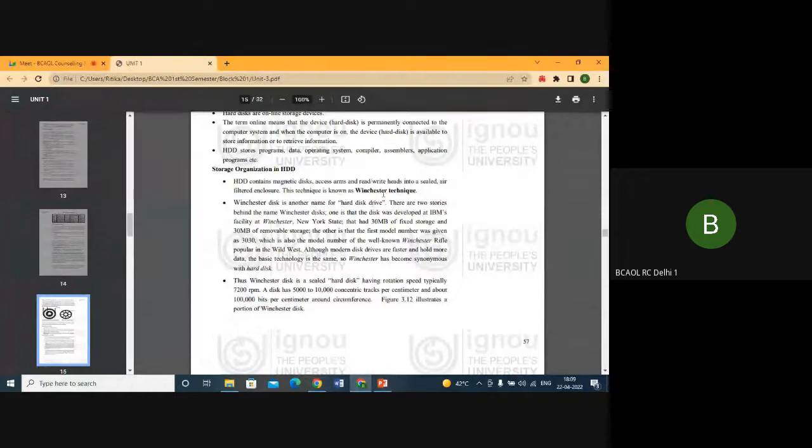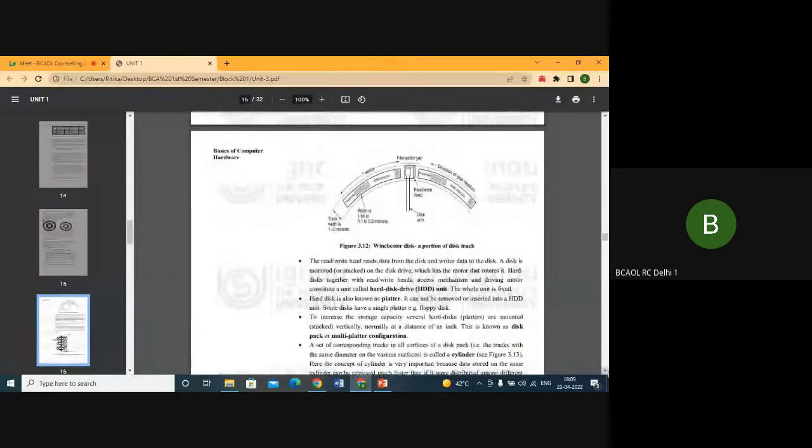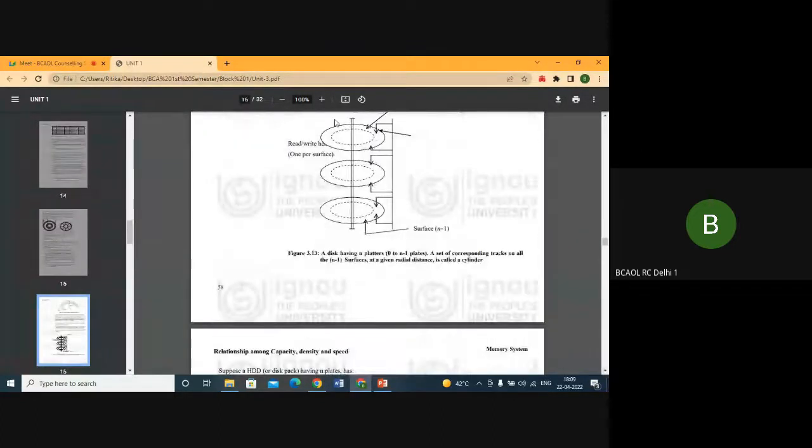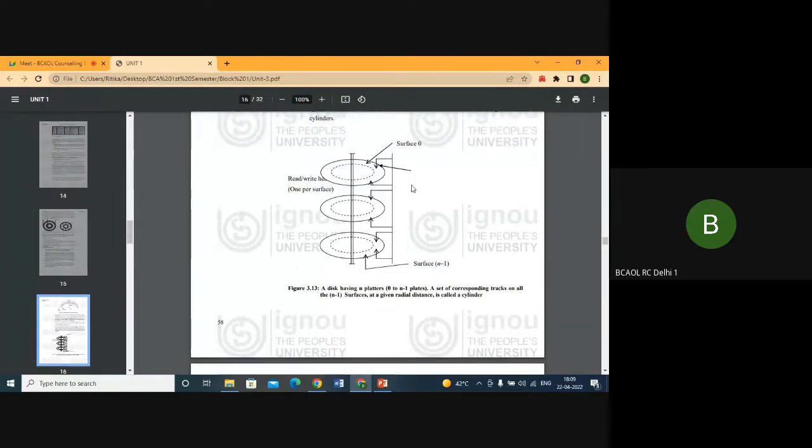So one technique which is used in hard disk is known as Winchester technique. Hard disk contains magnetic disk, access arm. You should also know that when you are talking about the hard disk, there is a read-write head. You see, a pack of disks is there, a number of disks, and for each disk there is a rod where read and write heads are attached. So you can read and write from each disk.